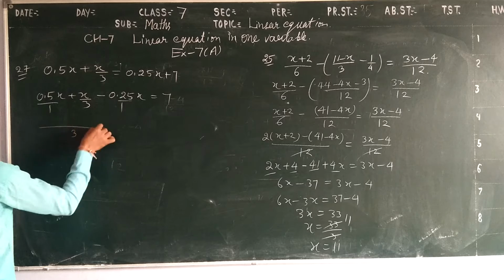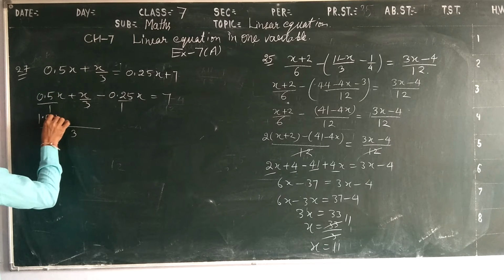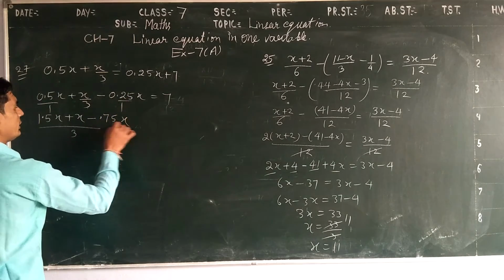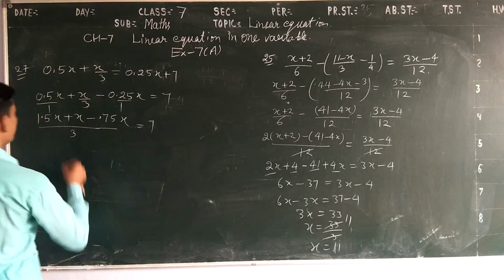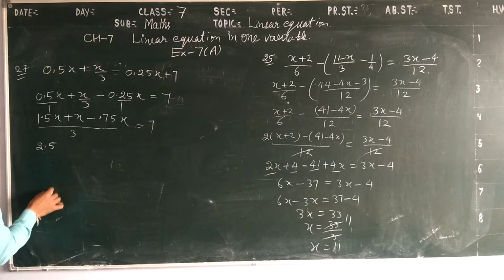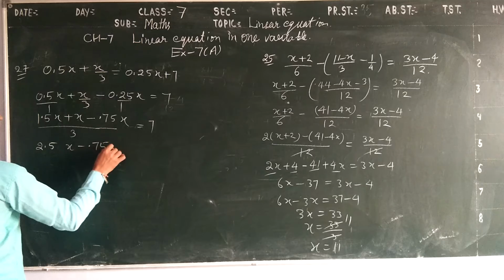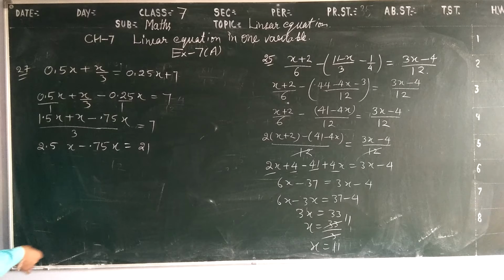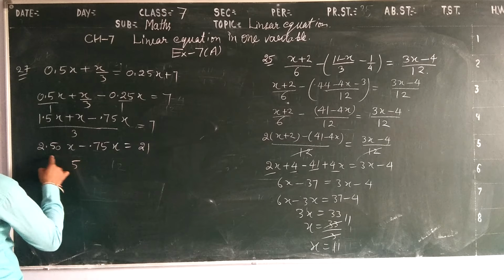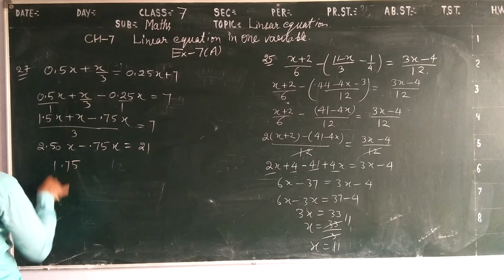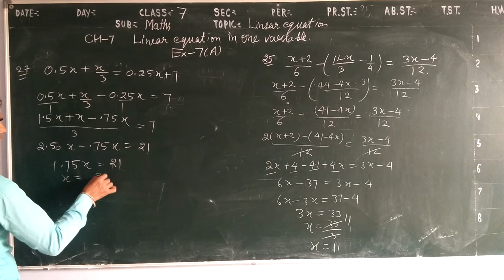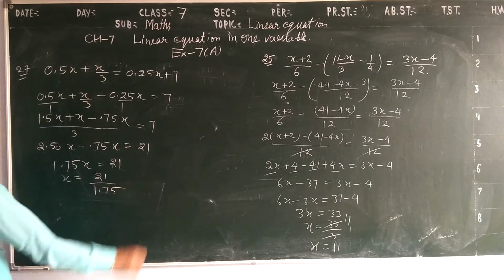So take the LCM. LCM is 3. So 3 5s are 15, so 1.5x plus x, and here 0.75, equals to 7. Then add the terms: 2.5x minus 0.75x equals to 3 7s are 21. Then subtract: 10 minus 5 is 5, 14 minus 7 is 7, and 1 as it is. So x equals to 21 upon 1.75.